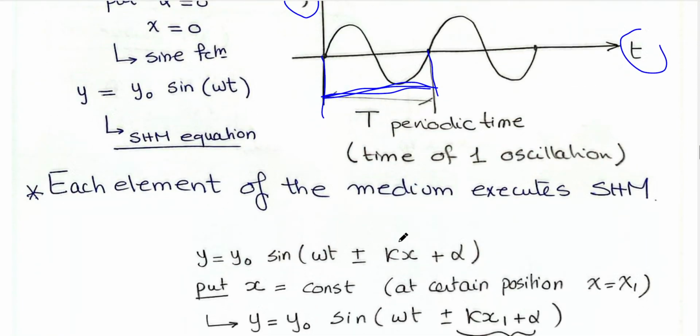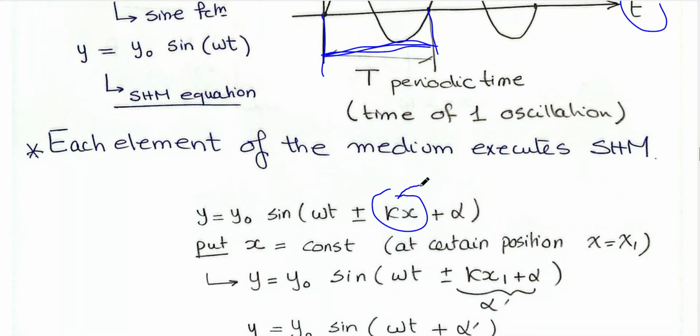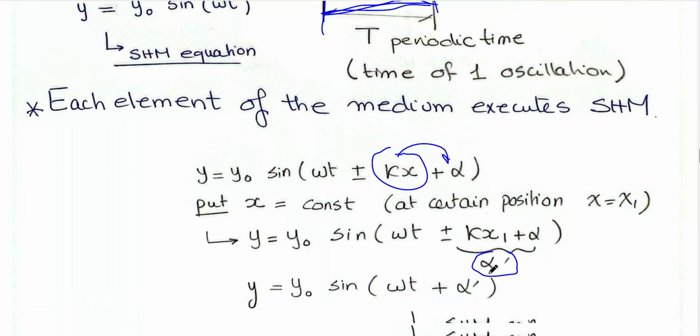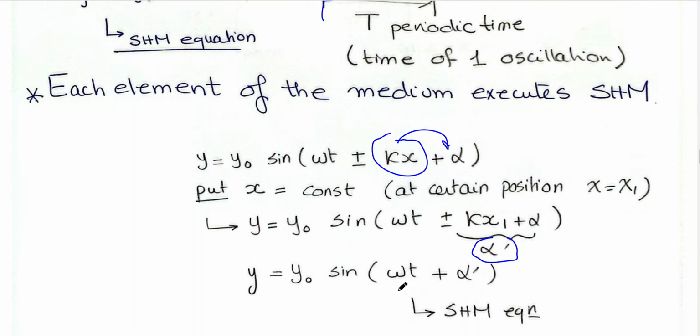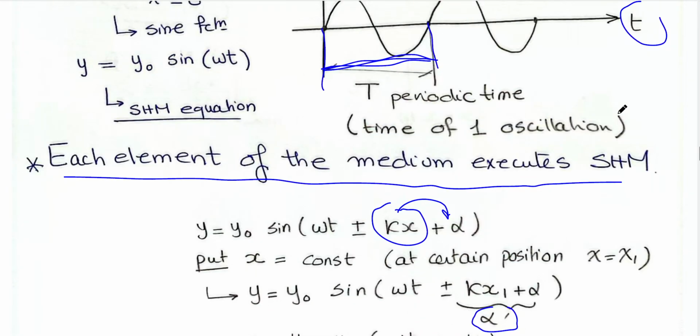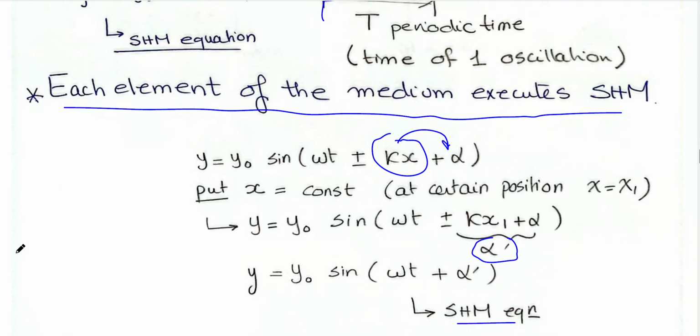If I put a different x, but constant, at a certain element, x equals constant at a certain position x equals x1, this constant could be added to alpha to be another constant alpha dash. Now I will have y equals y naught sine omega t plus alpha dash, which is a simple harmonic motion equation. So each element of the medium executes a simple harmonic motion. We have a wave, but each particle executes a simple harmonic motion.